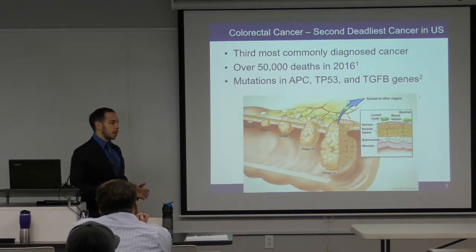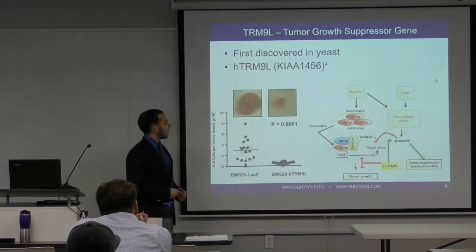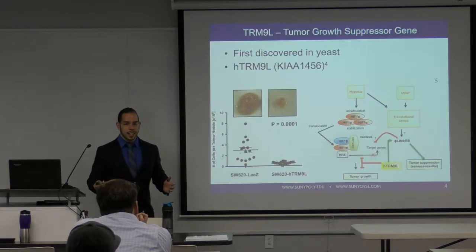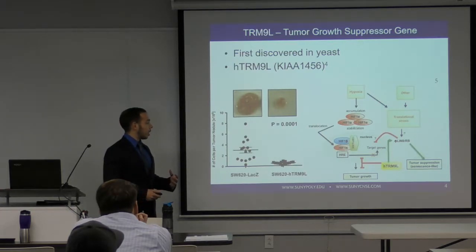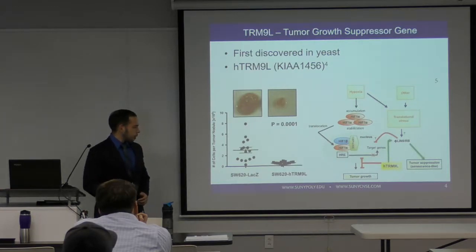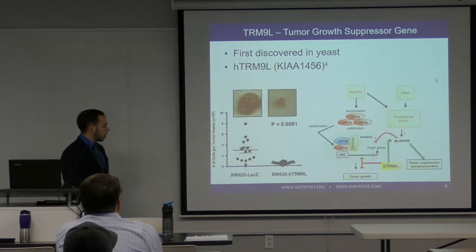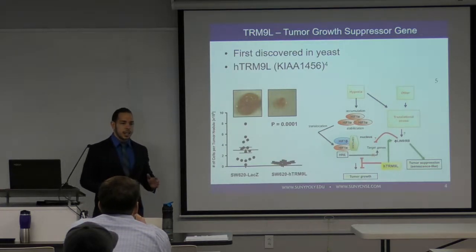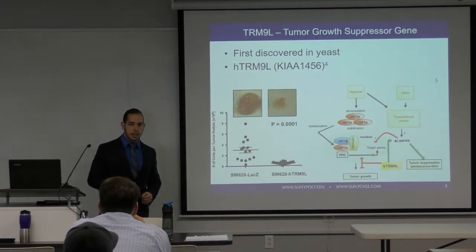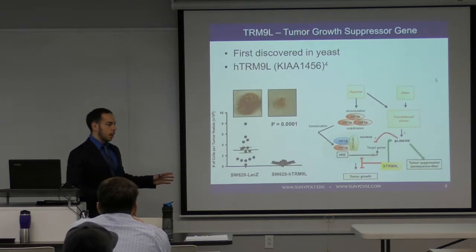The gene which we'll be targeting in colorectal cancer models is TRIM9L. It was first discovered in yeast as TRIM9, and the ortholog is KIAA1456 in human models. And we know it's a tumor suppressor gene because in the xenograft model right here to the left, TRIM9L is characteristically downregulated in colorectal cancer. And by stage 4 colorectal cancer, it's usually completely gone from the cell.